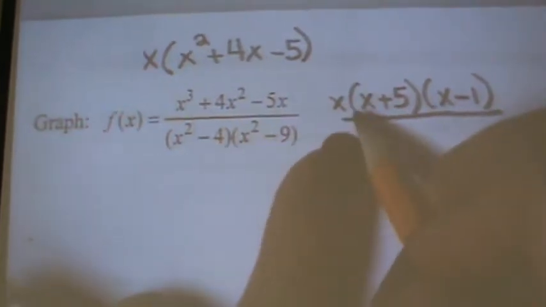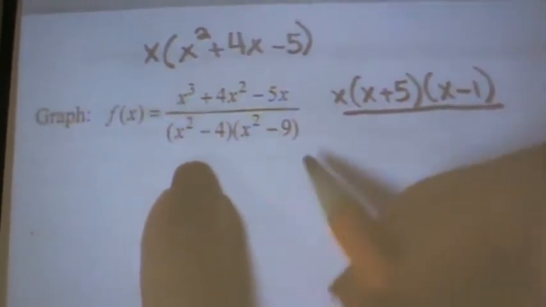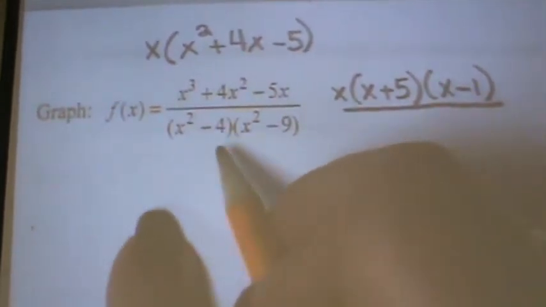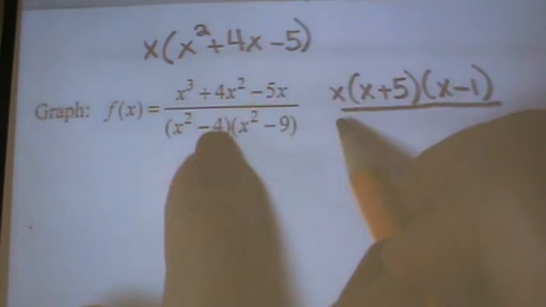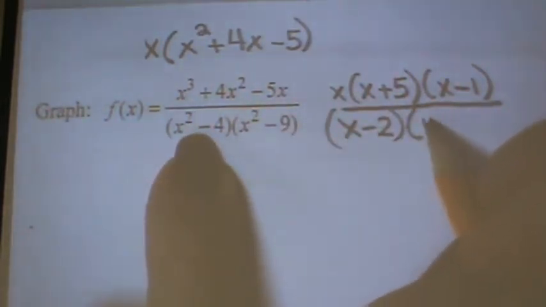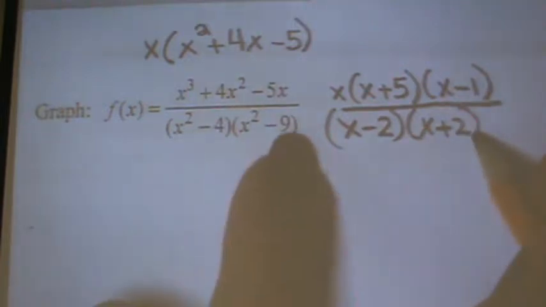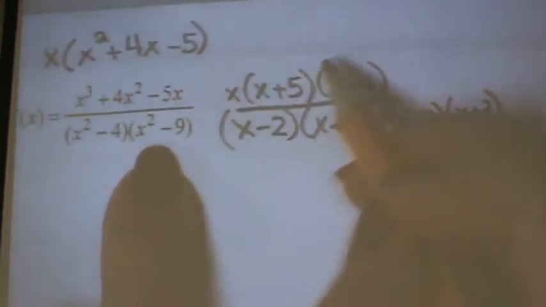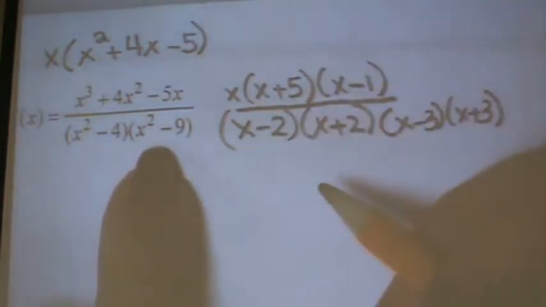So guess what I have right now? I have 3, unless I cancel anything out. Let me factor x squared minus 4. How does x squared minus 4 factor? x minus 2 times x plus 2. Mm-hmm. How about x squared minus 9? x minus 3 times x plus 3. Am I removing anything from this? No. So guess what? You got a point. There's no hole.